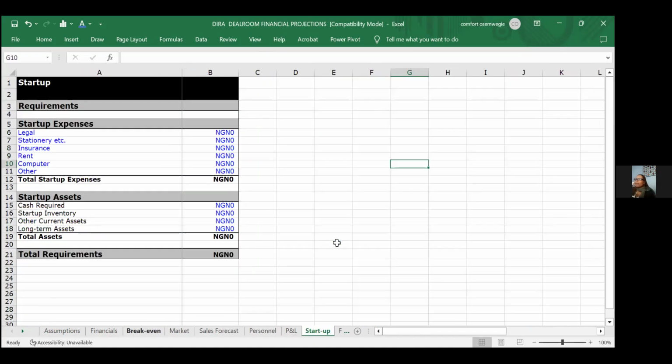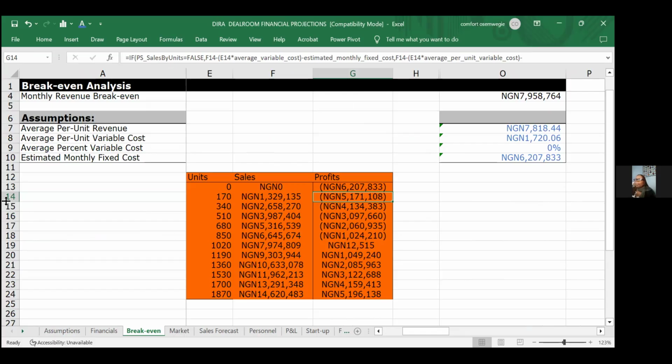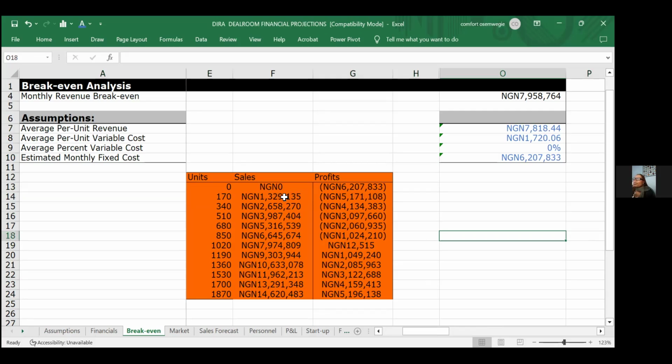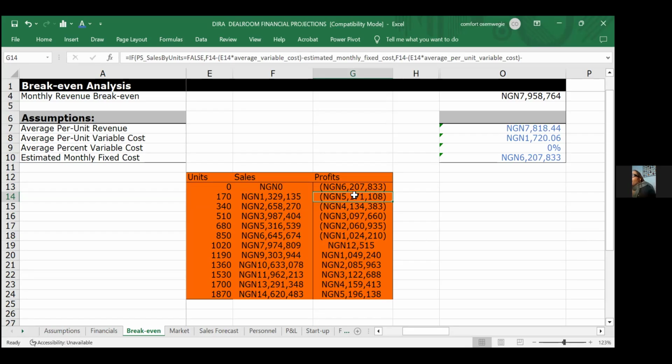So let me give you an example. I'm on sheet 14 on your Excel now, where I'll go to the sheet for sales. You see that it picks average per unit revenue, right? And where is it coming from? PS, personnel, underscore sales by unit is false. So it's coming from the sales forecast here.